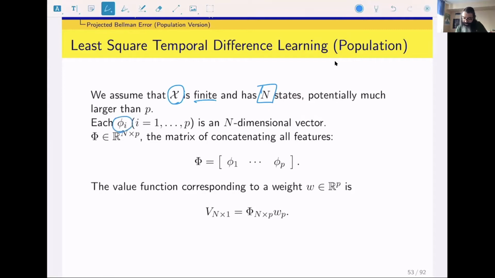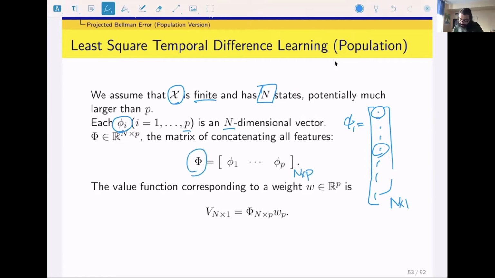So every basis function phi, which we have p of them, would be an n-dimensional vector. So essentially phi1, say for example, would be some n by 1 vector, which says that at state i, what would be the contribution of feature 1? And so on for all the p different features. So we put all of them in an n by p matrix, capital phi. So I put them like this.